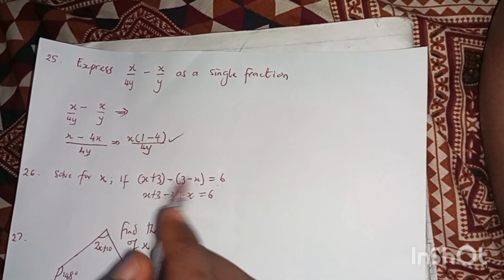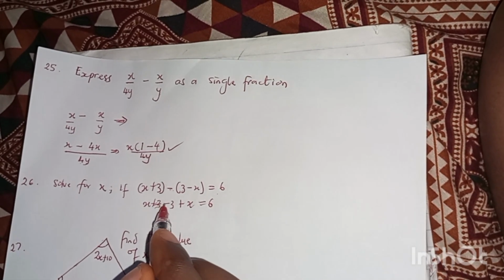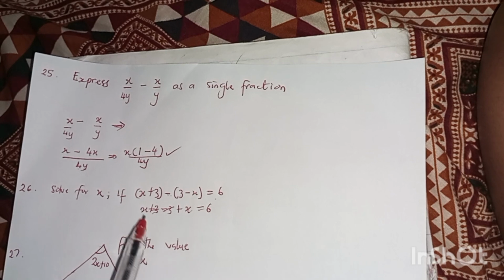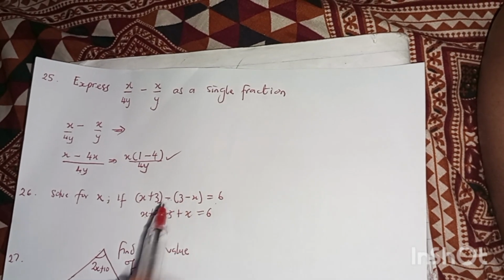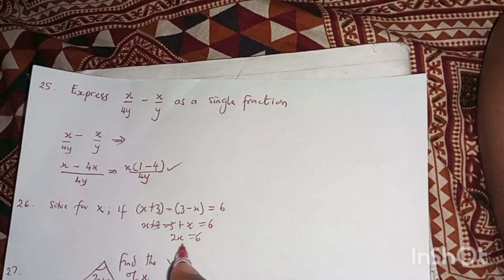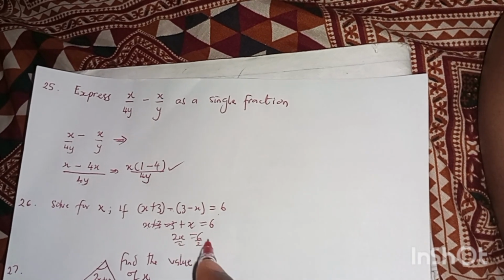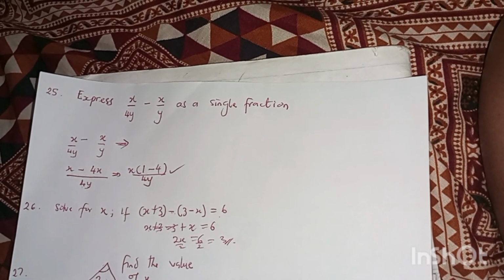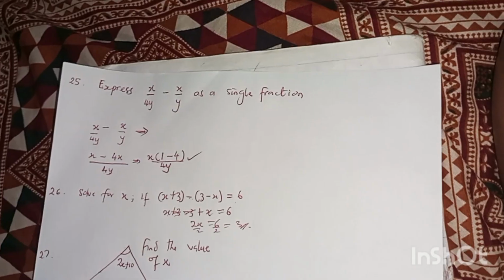Okay, plus 3 minus 3 is 0, so that's x, that's plus 3 minus 3 going. We are left with x plus x, which is what? 2x equals 6. Divide both sides by 2, we are going to have ourselves 3 as the answer. All right, that's number 26.